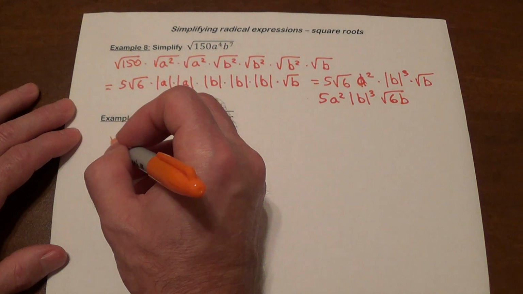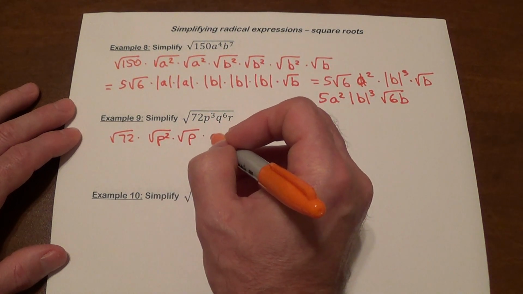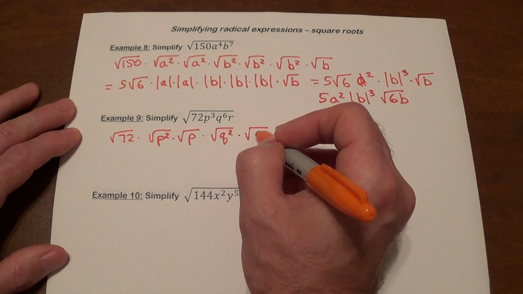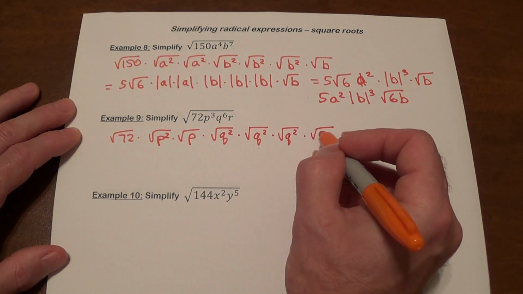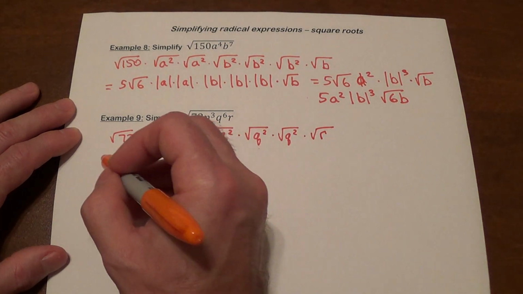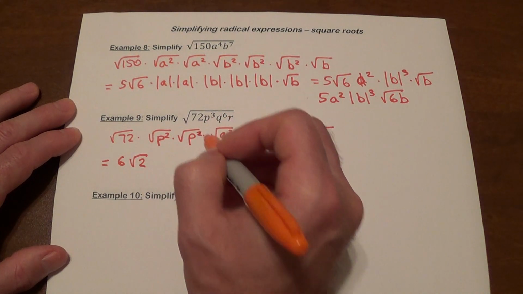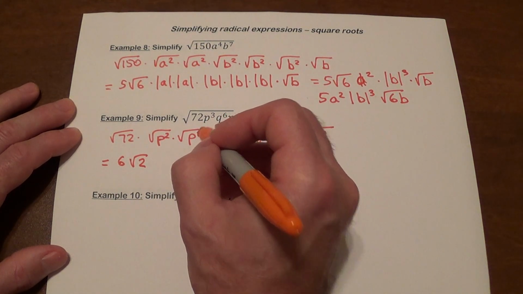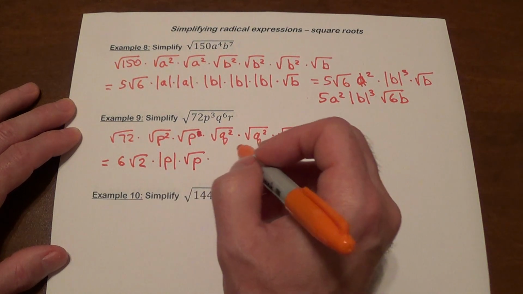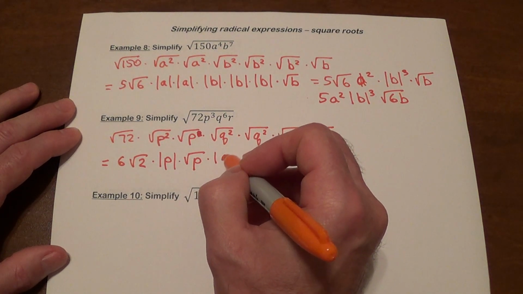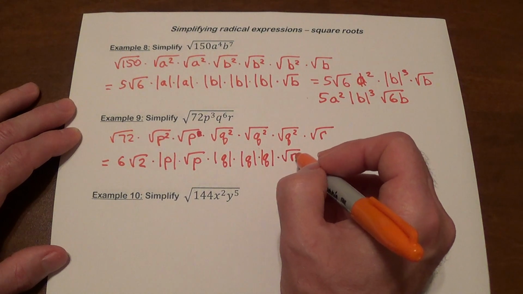So same thing here, square root of 72 times square root of p squared times square root of p times square root of q squared and the square root of q squared times the square root of q squared, that's 6th power, times the square root of r. Square root of 72 simplifies to 6 square root of 2. Oh, no, I'm not missing a square. Here, I'm good. So it's going to be the absolute value of p times the square root of p times absolute value of q times the absolute value of q times the absolute value of q. We're going to have 3 of them times the square root of r.